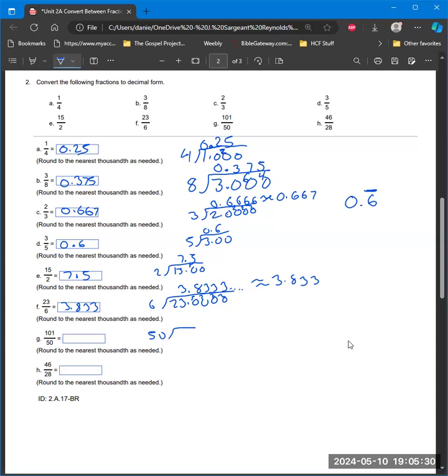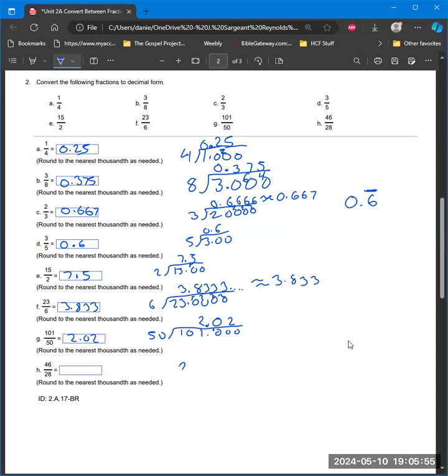50 goes into 101 2 times, which is 100. The remainder of 1 goes into 10 0 times. 50 goes into 100 twice. So this is 2.02.